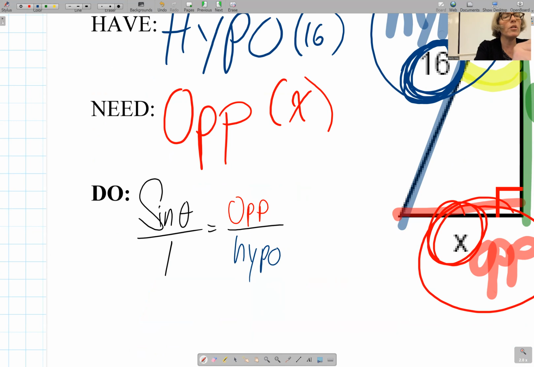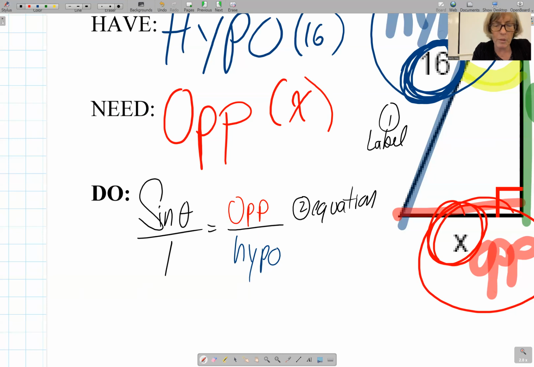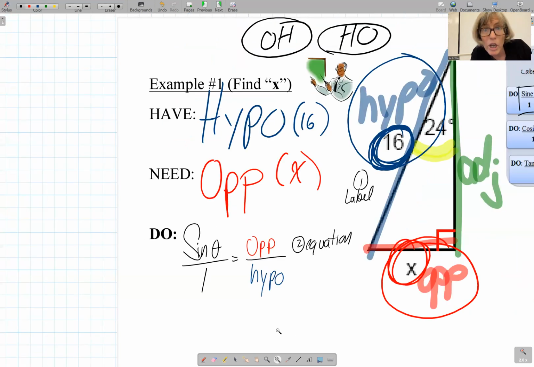Step number 1, always write your equation. Actually, step number 1 was label, excuse me. Step number 1 was label. Step number 2 is your equation. Step number 3, circle, plug, chug. Let me show you what I mean there.